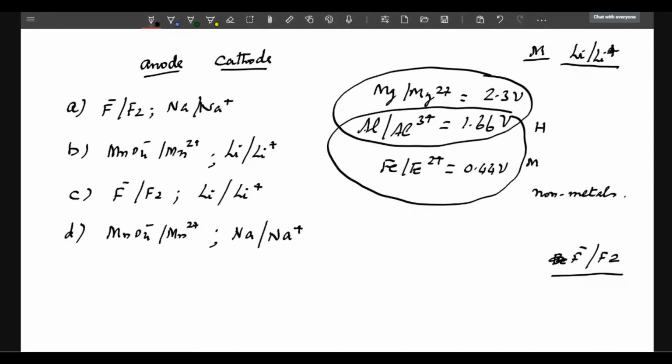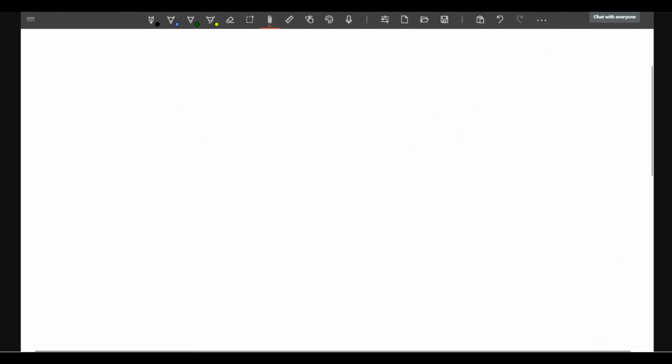Another question I am going to give. Anode and cathode: what are the possible combinations? In the list, metals are there, hydrogen is there. Some metals are present below the hydrogen, and then non-metals are present. Possible combinations: a metal acting as the anode and hydrogen acting as the cathode. This is one combination, is it not?